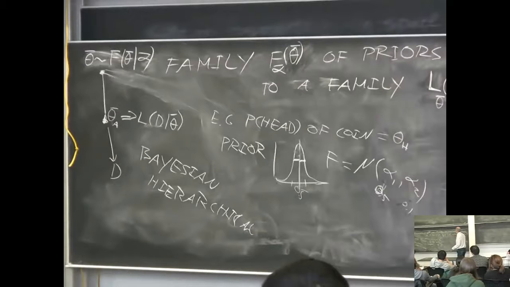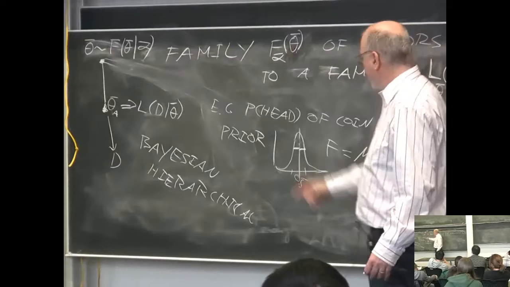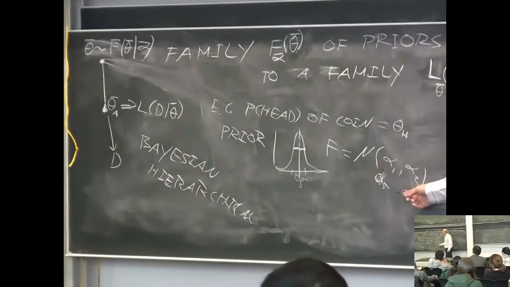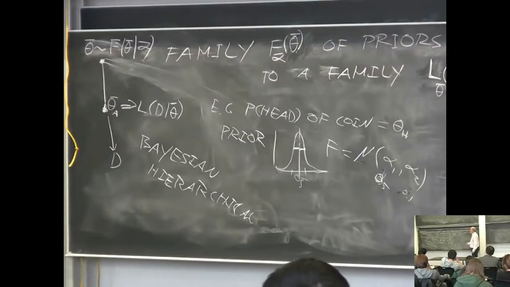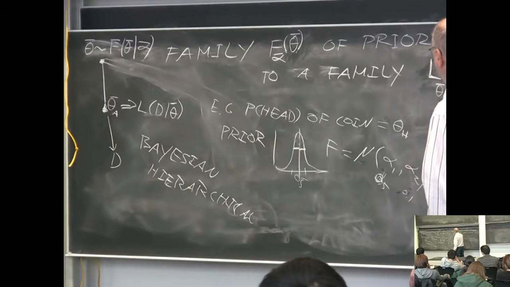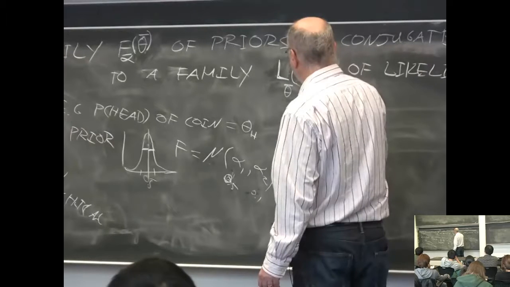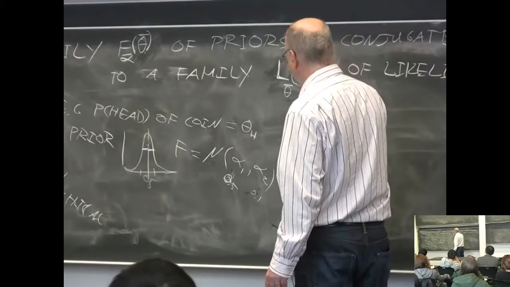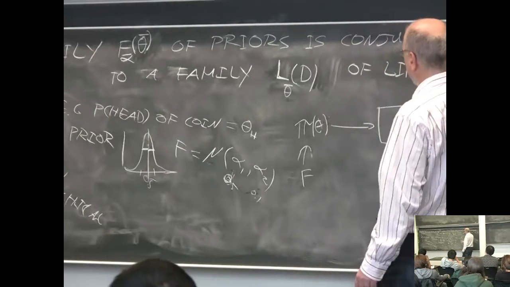Okay, so now I can go back to the notion of conjugate. So we have a family of priors. For example, this one, parameterized by some parameters alpha. And when they are used with a family of likelihoods that are parameterized by the theta, so here is the particular prior that comes from that family. And it goes into the Bayes engine.